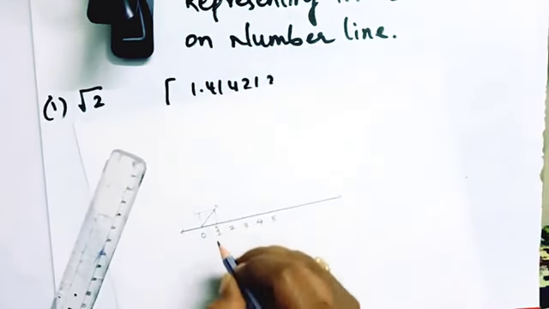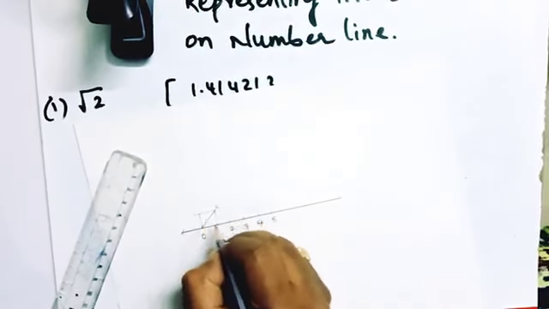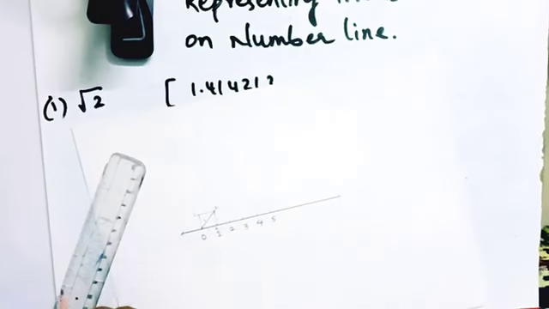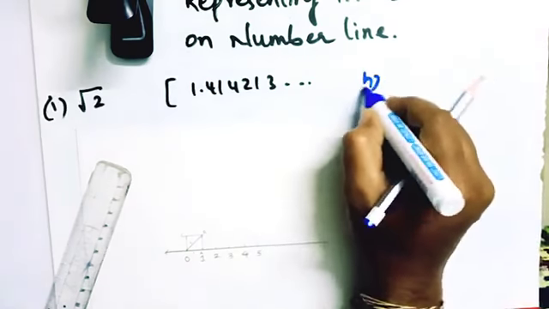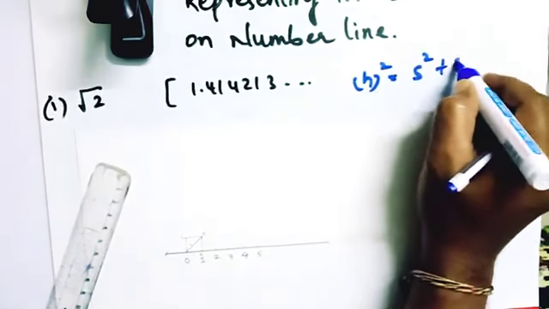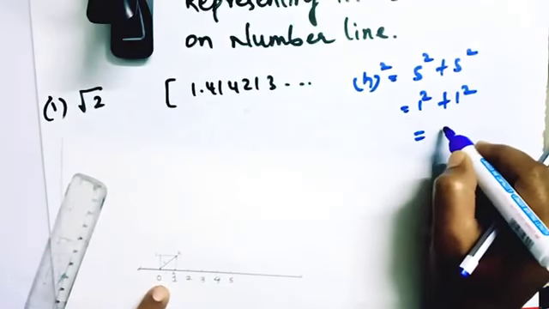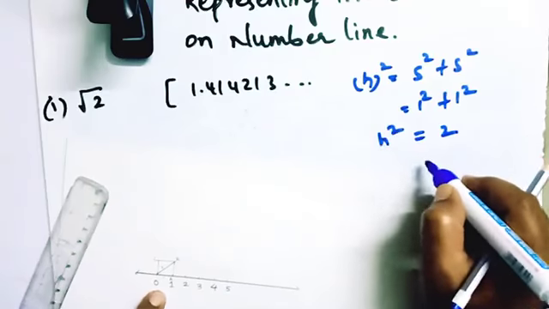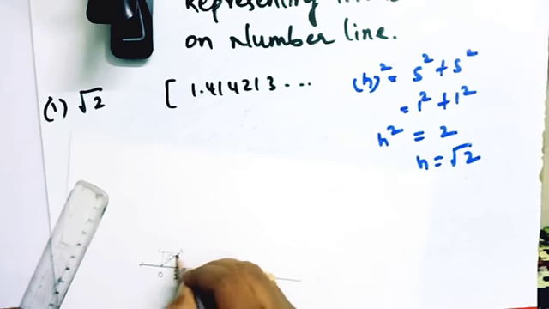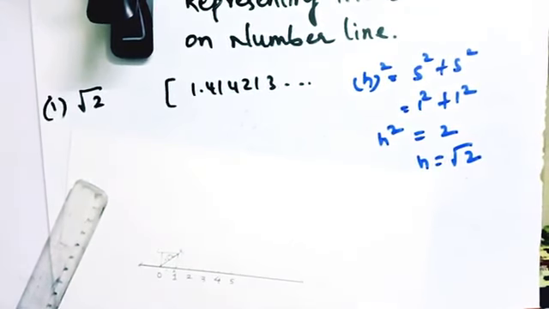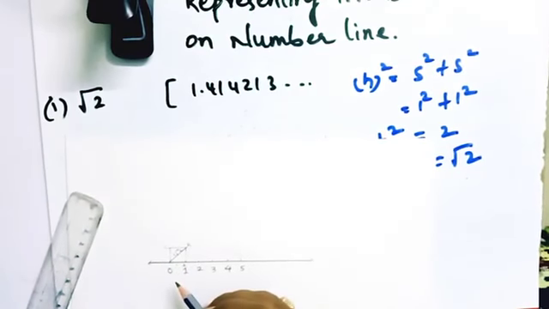what is the value of O to B? We already know, by using the Pythagoras theorem, this will become the hypotenuse. How do we find the hypotenuse? Hypotenuse square is equal to side square plus side square. This side is 1, so 1 square plus 1 square is equal to 2. Then the hypotenuse is equal to root 2. So now the length of O to B is root 2.